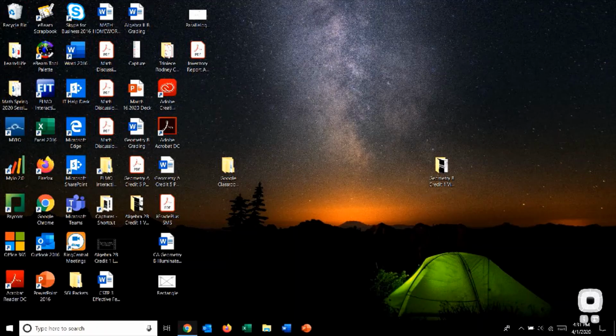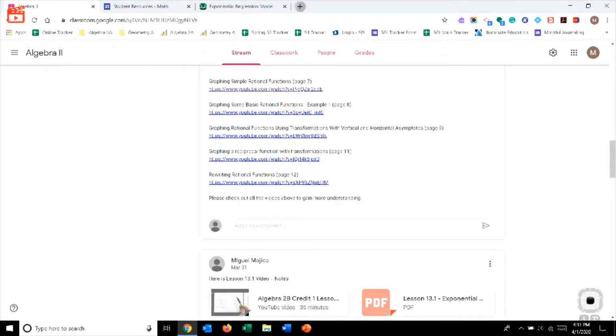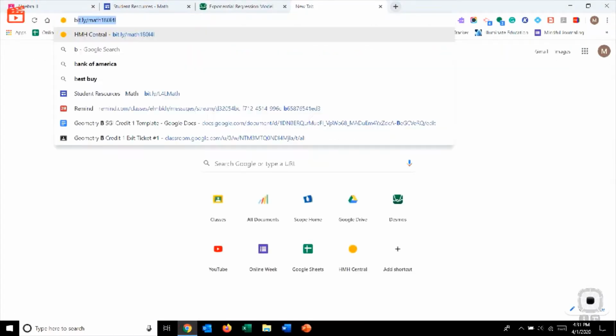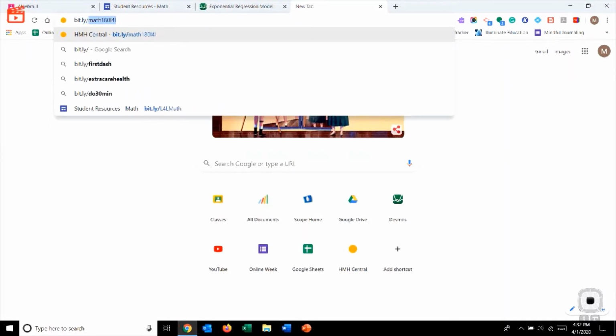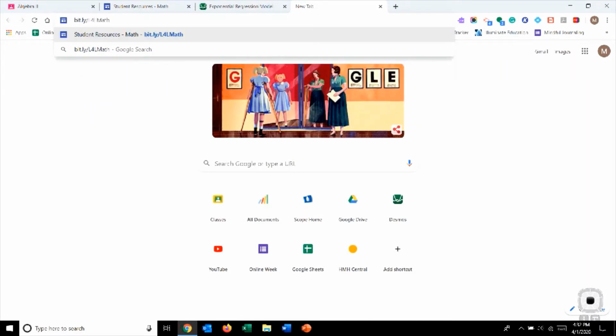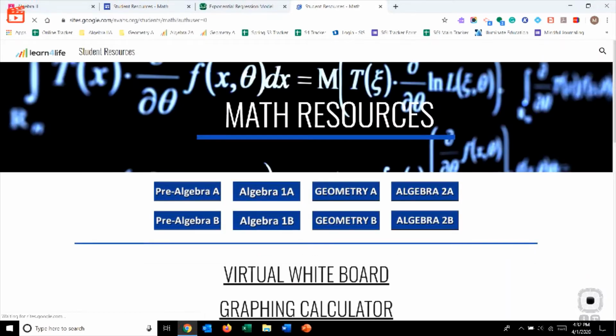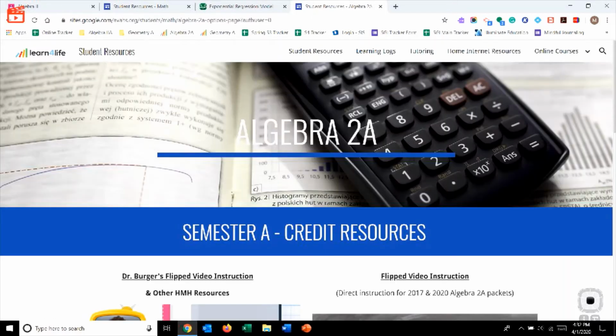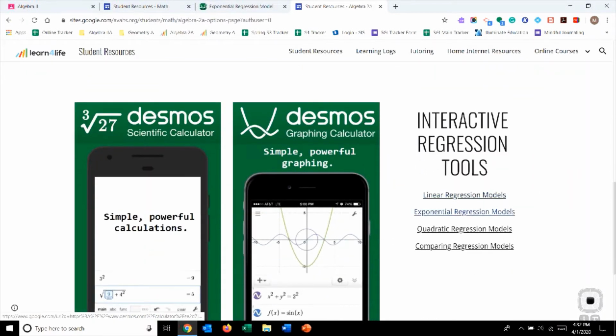So you're going to go to bit.ly/L for L math. So capital L for capital L math. And then you're going to go to Algebra 2A. And you're going to go to the exponential regression model. And that's going to give us a shortcut to Desmos.